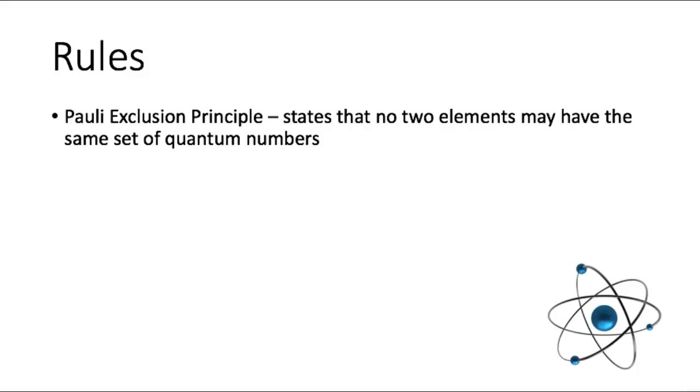So the one rule we want to talk about with quantum numbers is called the Pauli exclusion principle. We did talk about this at the beginning of these notes on quantum numbers when we said that no two elements will have an identical quantum number. Each element has its own unique quantum number. That's the Pauli exclusion principle. It states that no two elements may have the same set of quantum numbers. So each element is unique.